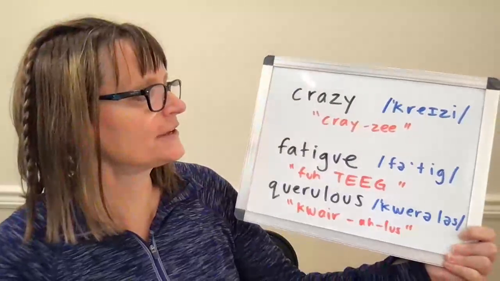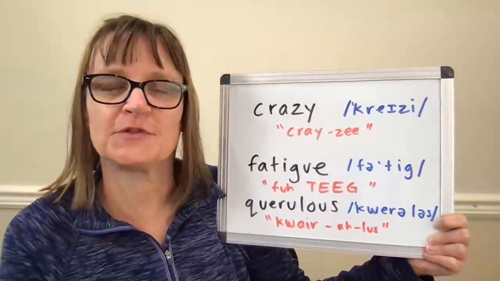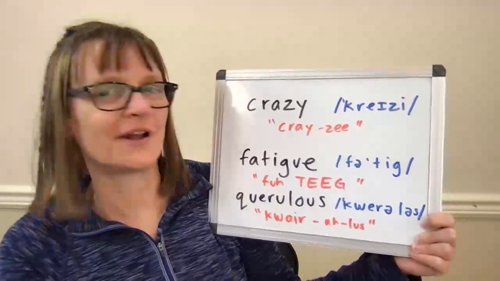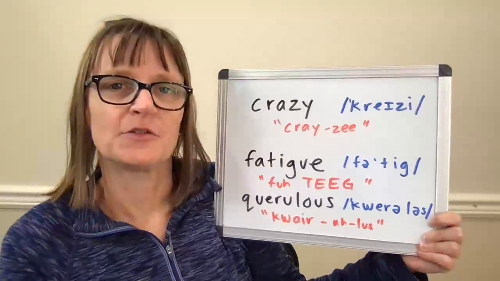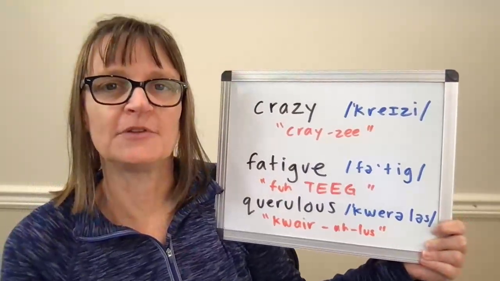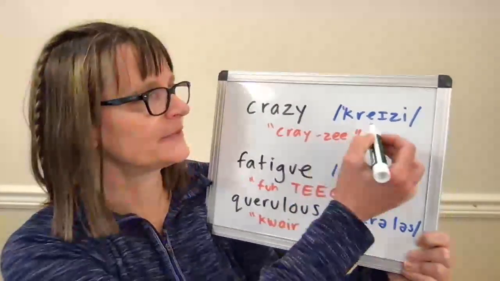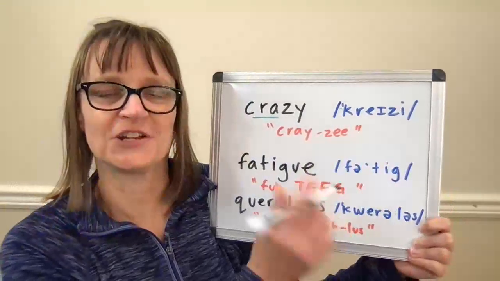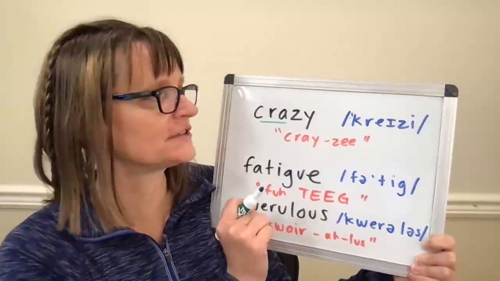All right, let's take a look at these requests. First request was for the word crazy. Let's look at it, break it down, and help you pronounce it easily in your speech. So the word crazy has two syllables, cray and zee. The stress is on the first syllable, cray. We see that marked in the dictionary with a little line before the first syllable.